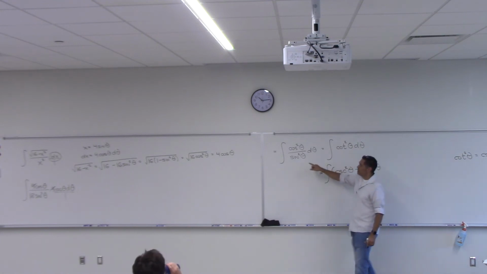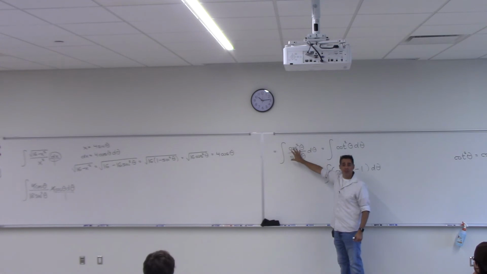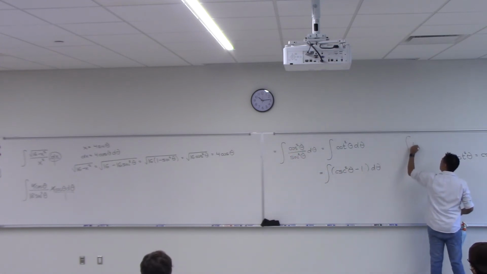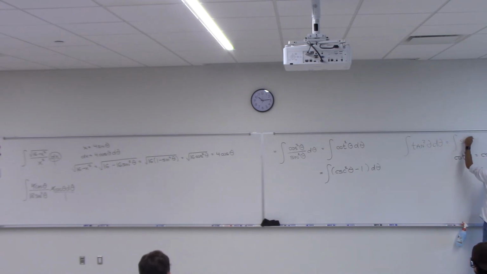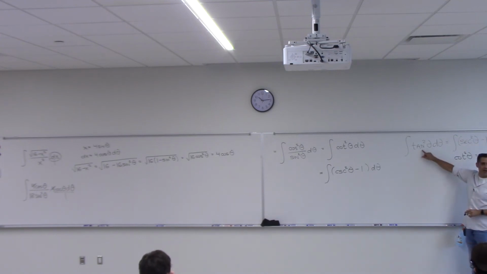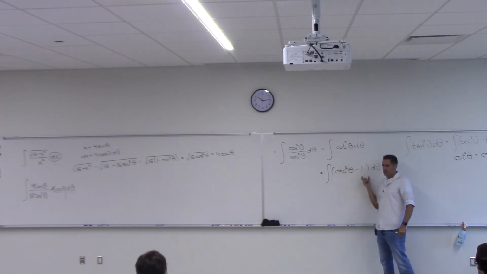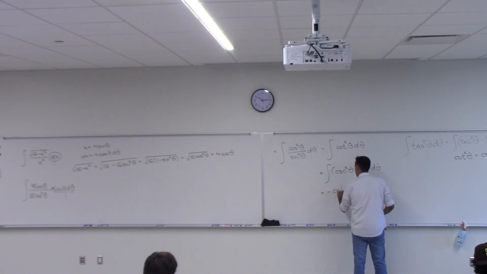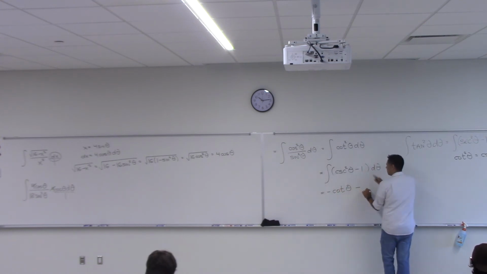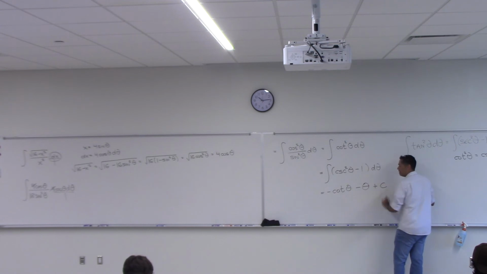If this was tangent squared, I would do the same thing. If I ever get an integral with tangent squared theta d theta, I'm rewriting that as secant squared theta minus 1 d theta, because that's what tangent squared theta is, right? And then now the antiderivative of each of these I can do. The antiderivative of secant squared is tangent. The antiderivative of 1 is theta. I'm doing the same thing right now, but with cotangent. Does that make sense? So the antiderivative here is negative cotangent theta, minus theta, plus c.